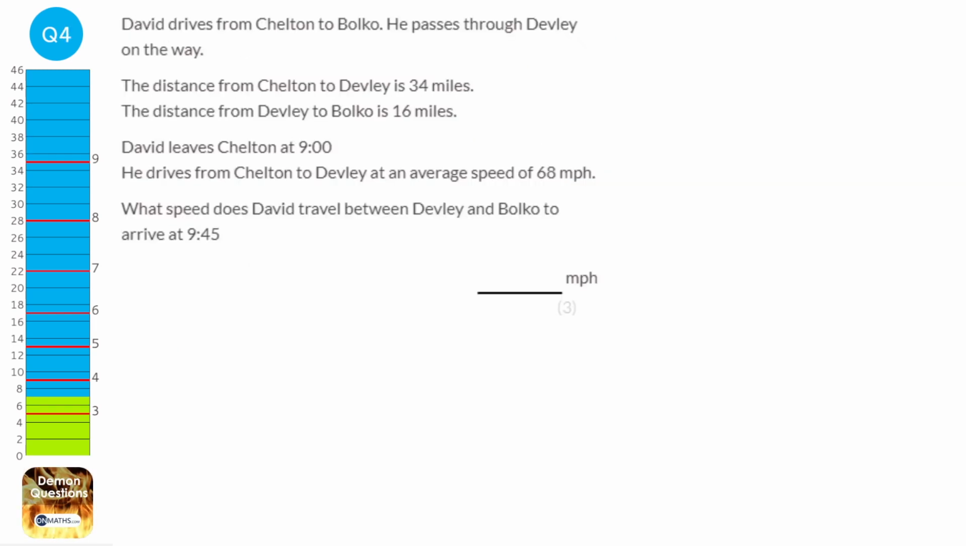There's an awful lot going on in this question. Whenever there's an awful lot going on, it's always best to draw a diagram. So we're going to start off at Chelton, which is a C. Then we go to Bolko, that's where we're going. And we go through Devley on the way. So we'll do D there. Distance from Chelton to Devley is 34 miles.